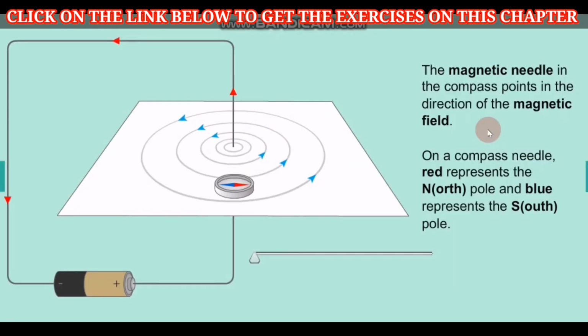Okay, as in the permanent magnet, the magnetic field around a current-carrying conductor can also be observed by using a compass or iron filings. For example, in this diagram, we place a plotting compass at this position, and the magnetic needle in the compass will point in the direction of the magnetic field. On a compass needle, the red color represents the North Pole and the blue color represents the South Pole. So let's observe what happened to the pointer of the compass when I move this slider.